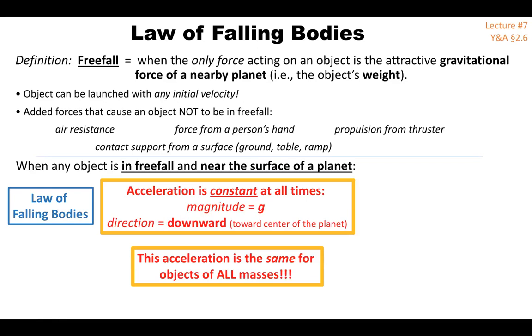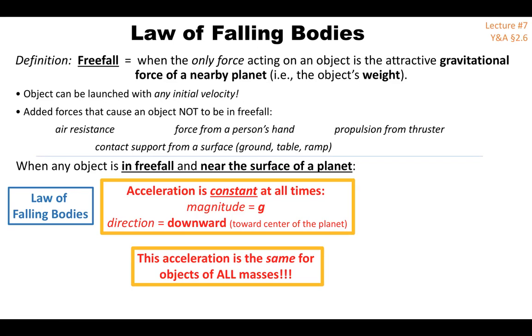Now, here is what we now call the law of falling bodies. It says that if free fall is true for an object, and the object is near the surface of a planet, then the acceleration of that object is constant at all times. And the acceleration has a value that we're going to call little g, and we'll talk in a couple of slides about the value of little g near the surface of the Earth. And the direction of that acceleration is always downward toward the center of the planet that's doing the gravitational attraction.